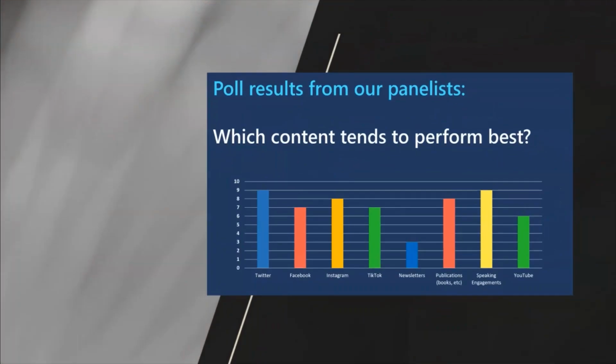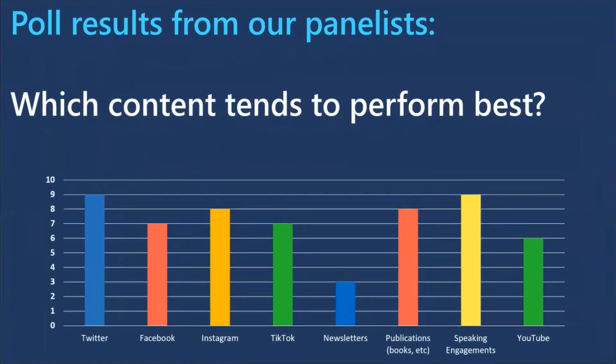So here are two more things that I promised you if you stayed tuned till the end. First, here are the poll results not even the panelists have seen. These are curated, collated results from a survey I sent out to them asking them which content tends to perform best, which of these social media platforms. So not a surprise to see Twitter in the lead. Speaking engagements is up there too, but we definitely know TikTok is up and coming, so that's on the chart now too. Just pretty interesting.